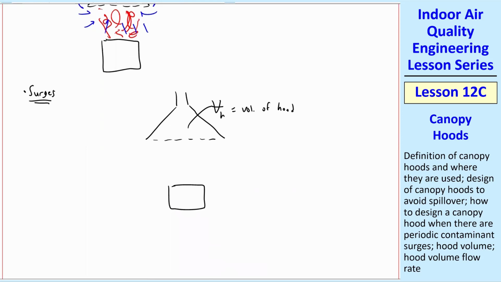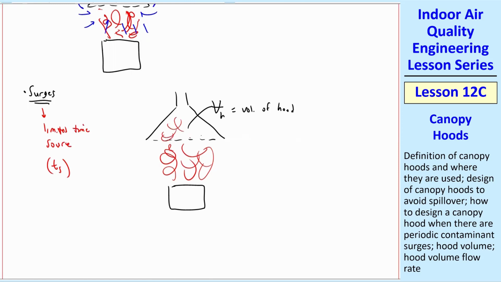So a surge is when, say there's nothing going on, then suddenly you're doing some process and you get a whole bunch of smoke. Okay, and that process lasts for some time and then it stops. That's called a surge. A limited time source. For some time, we'll call it TS typically. The source is on for some time, TS. And so what happens is the smoke will build up.